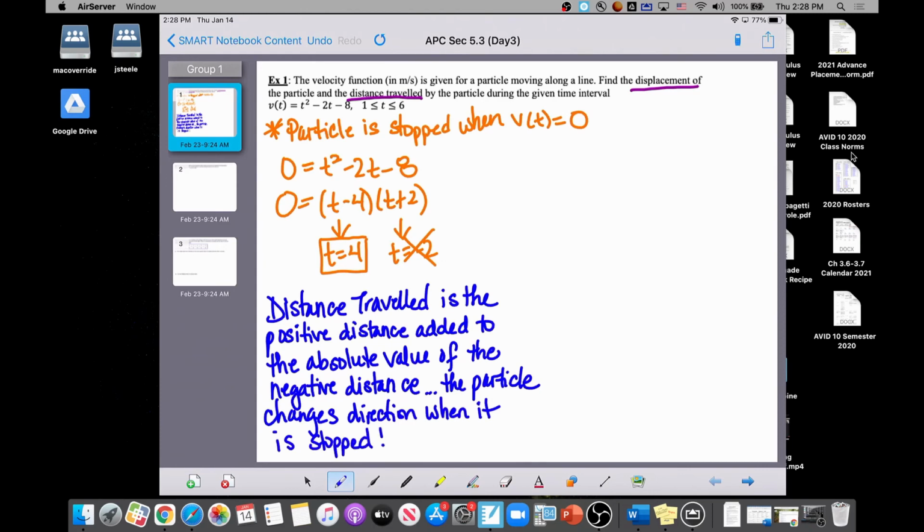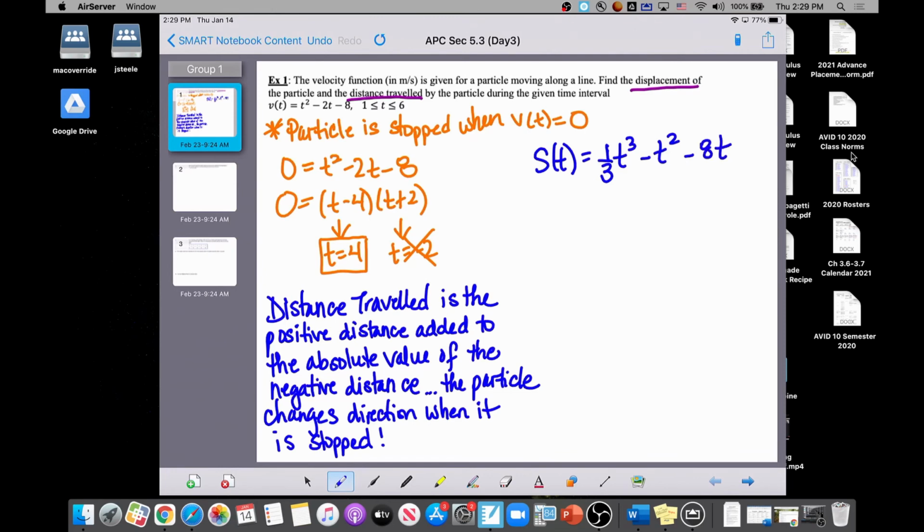All right, so we need a position function for our particle, right? We have the velocity, so our position function is just going to be the integral of our velocity function. So our s of t then is going to be the integral of our v of t, or the antiderivative, if you will. So our first term will be 1/3 t cubed. Our second term will be negative t squared. Our third term will be negative 8t.